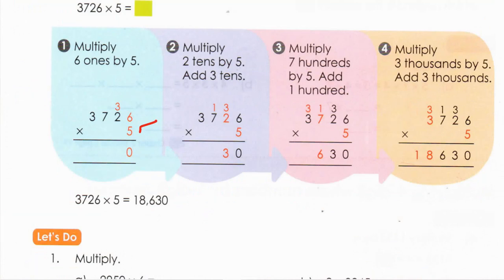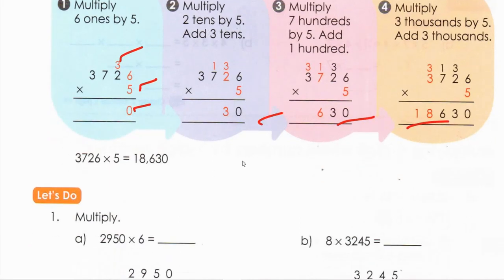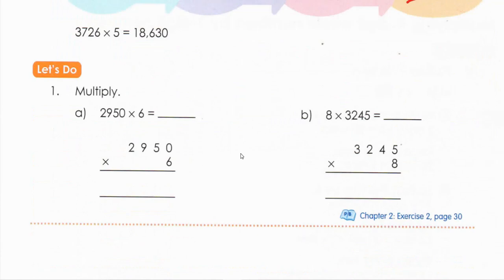0. 3, that is, you keep the 0 here and take the 3 to the next number to carry. So here you will get it like this. You get the answer as 18630.